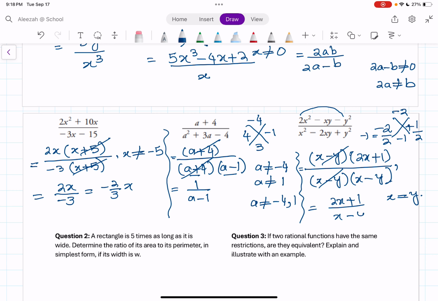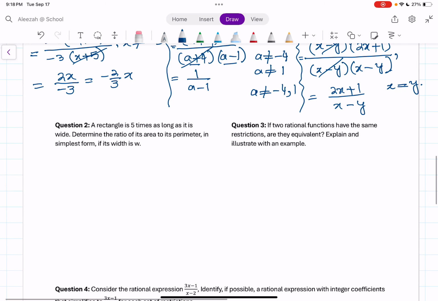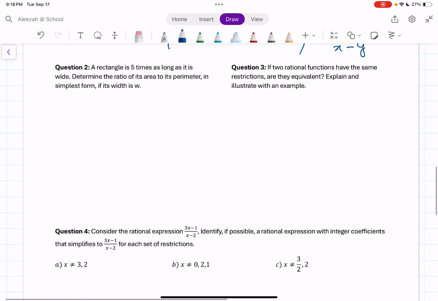X minus y. So that's my answer. Okay, question number 2: a rectangle is 5 times longer as it is wide. Determine the ratio of its area to the perimeter. So first we draw the rectangle. It's saying the rectangle is 5 times as long, so say the width is x and the length will then be 5x.